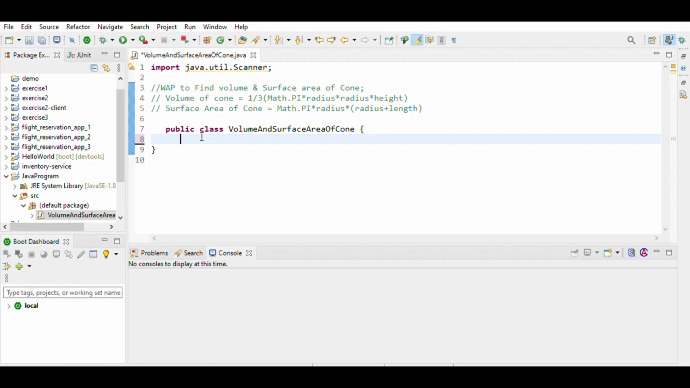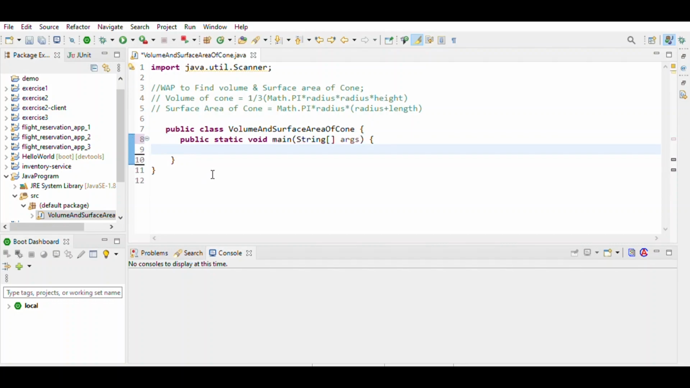First we write the main method, then define the variables which are used during this program. Writing this program: double radius, height, length, surface area, volume. That's it.